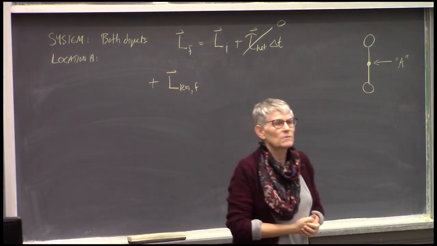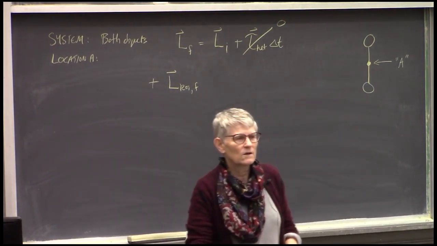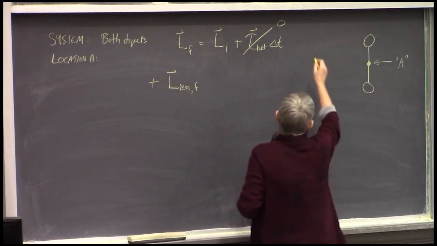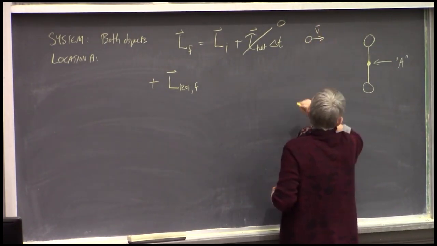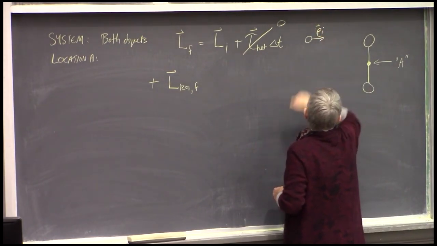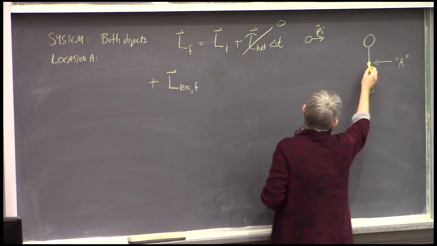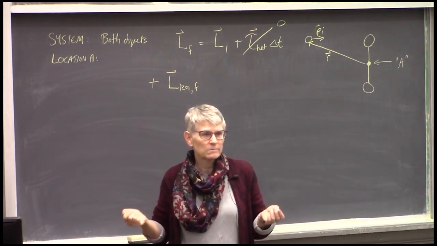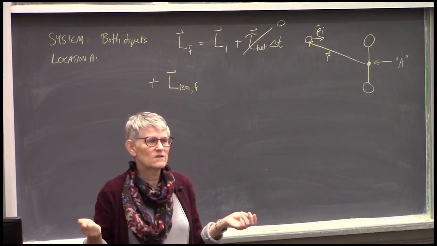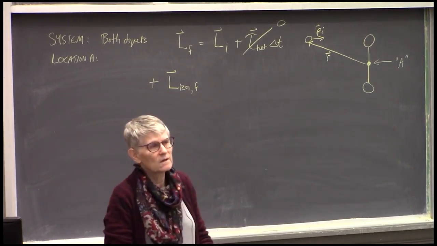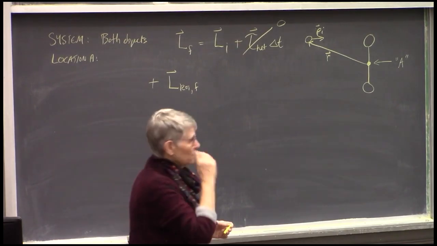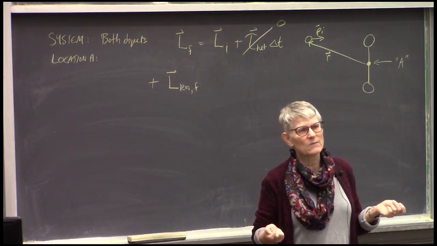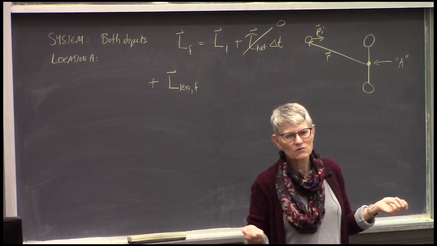Is there translational angular momentum here? Yeah, the little ball coming in here has some momentum. We'll say it's P initial. And we can draw a vector R from location A to this ball coming in. And therefore, it has translational angular momentum relative to location A. Now this is one of these things that seems a little abstract. It's traveling in a straight line. Why can it have translational angular momentum?